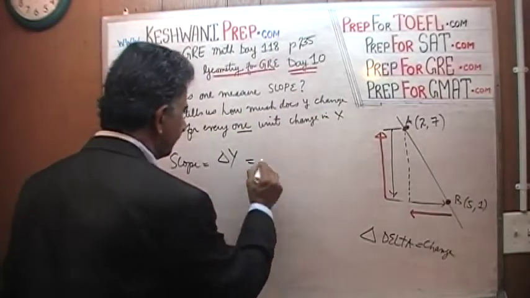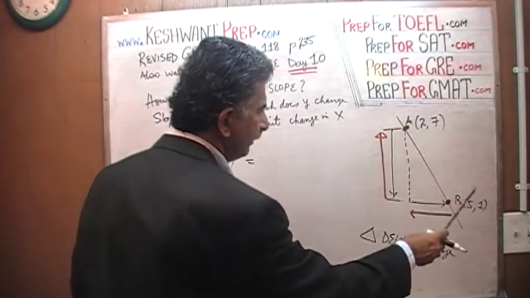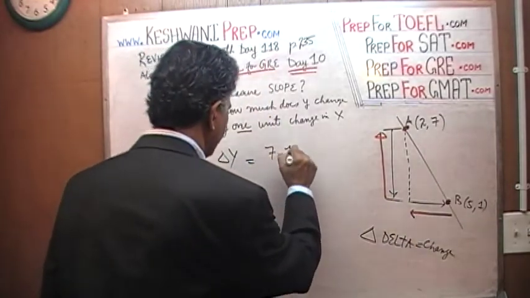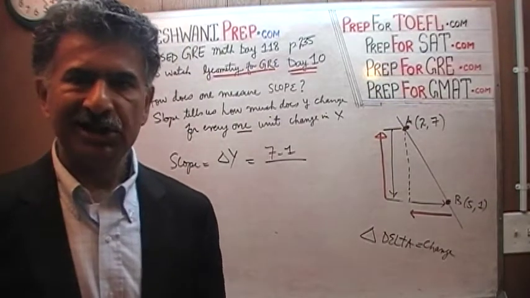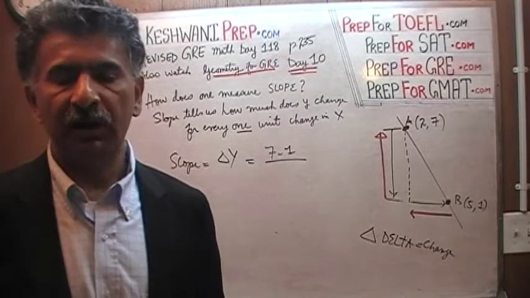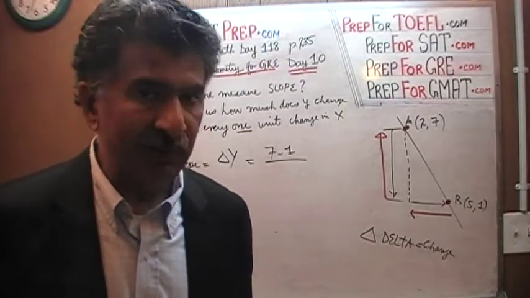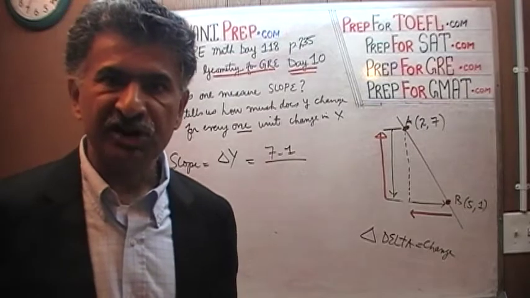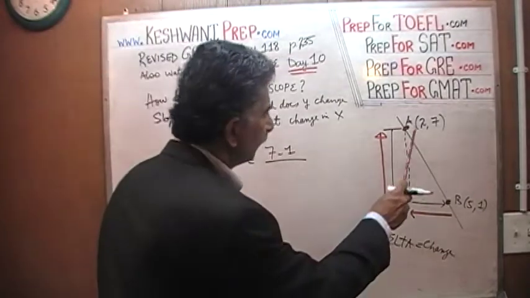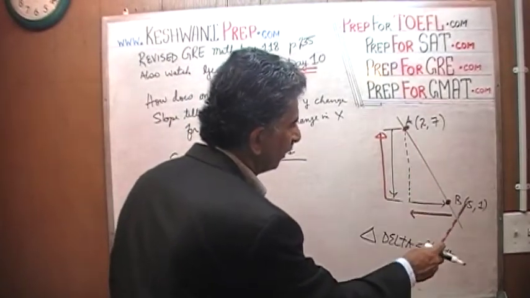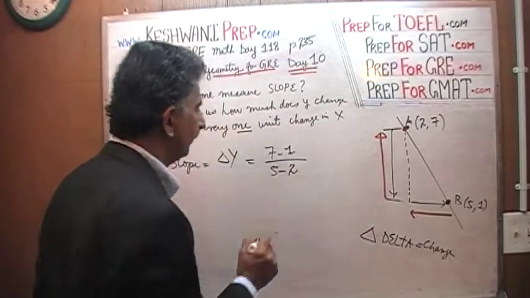So, the change in y going from A to B is 7 minus 1. 7 minus 1 is 6. Y changed by 6 units. But for how many units change in x? Did the y change by 6 units when the x changed by just 1 unit? Or did the y change by 6 units when the x changed by 1,000 units? We have to know how many units change in x. x was 2 before, now it is 5. So the change in x is 3.